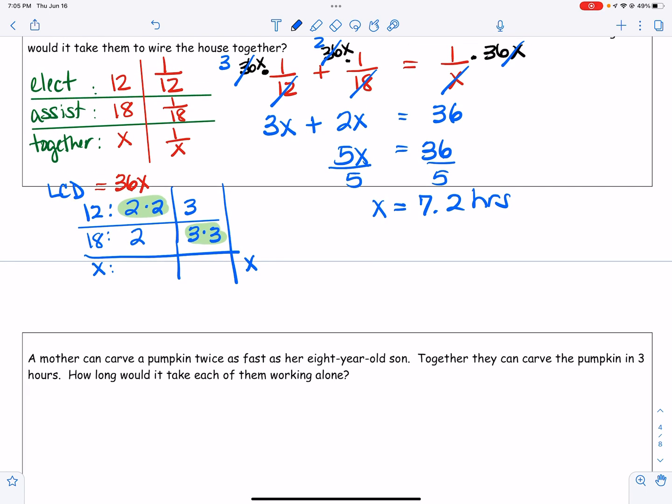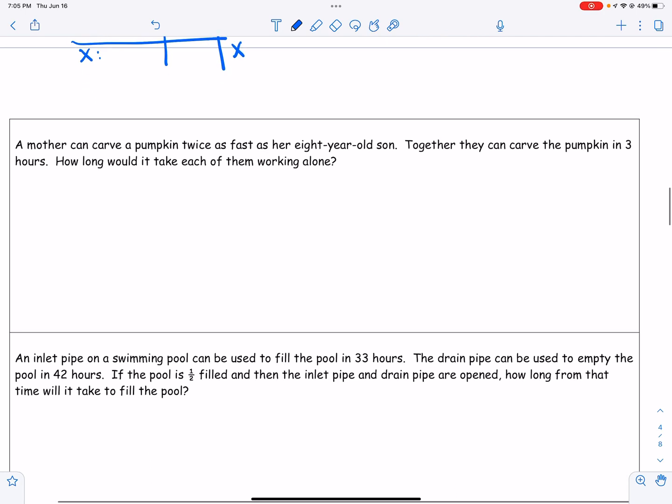All right, now this one is a little bit different because of the way that it's worded. We have to define the variable.